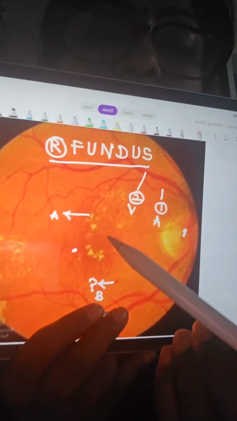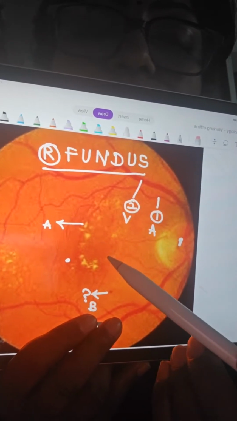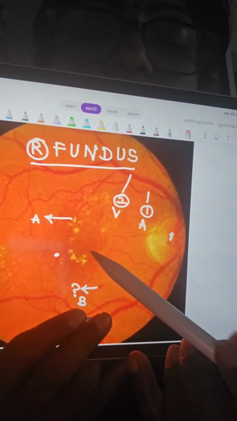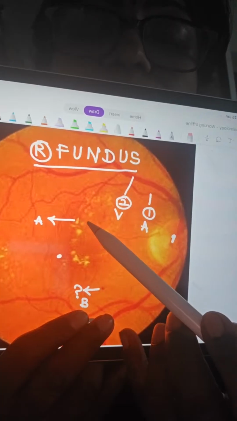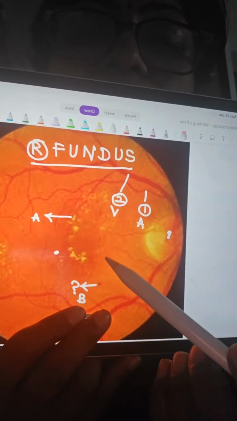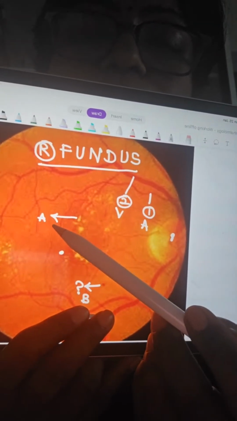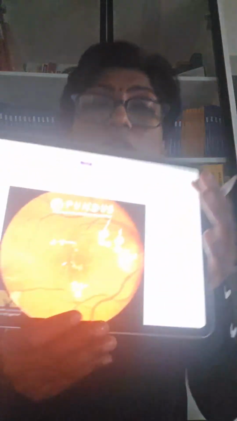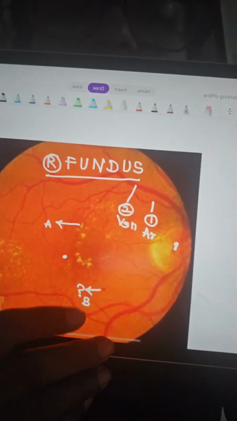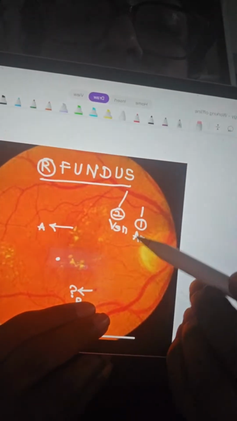All right, so what is the finding that we're going to learn today? I want you to see these yellow dots and this red dot, which I marked as B. What is A and what is B? Now don't get confused with this. That was the arteriole and the venule, so that was different.